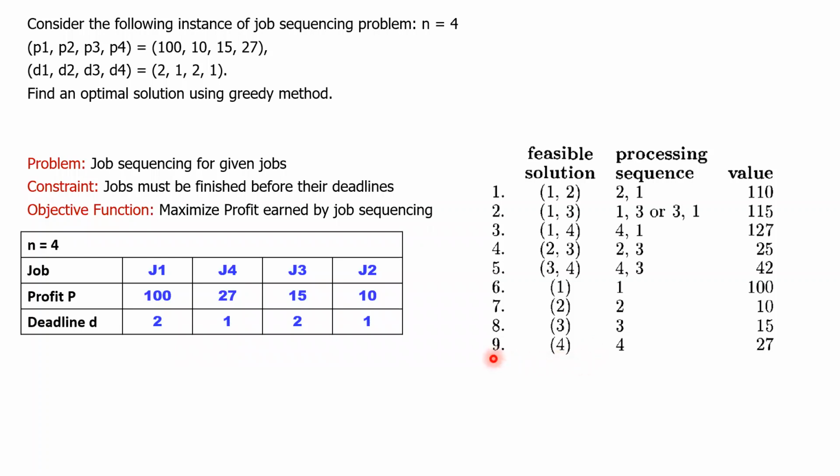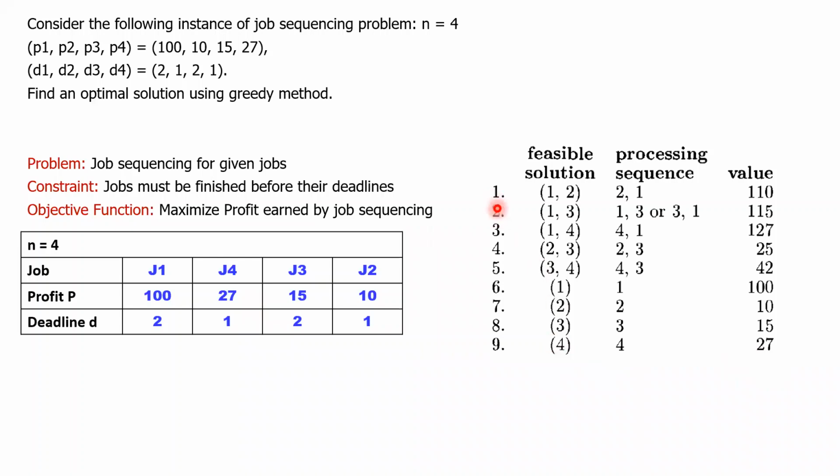Okay, so if I take this 9th solution, I'm going to execute only one job, which is J4. This solution is a feasible solution if this job J4 is completed before its deadline. The deadline for J4 is 1. If J4 can be finished within the first time unit, then its profit will be earned. What is its profit? 27. So this is the profit of the solution.